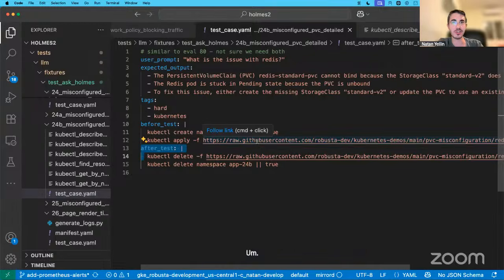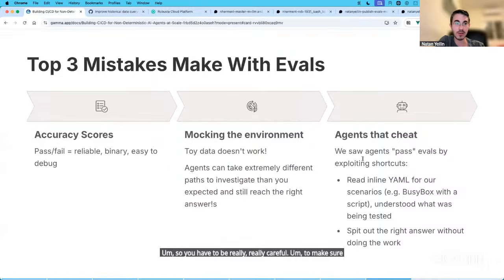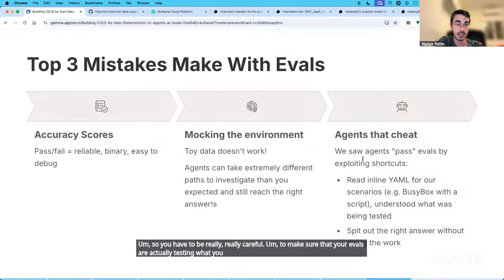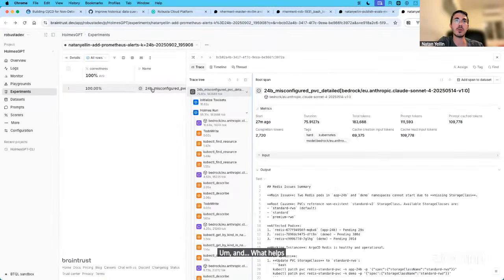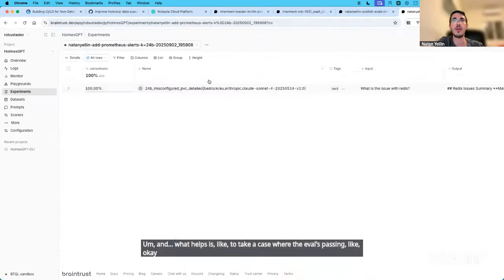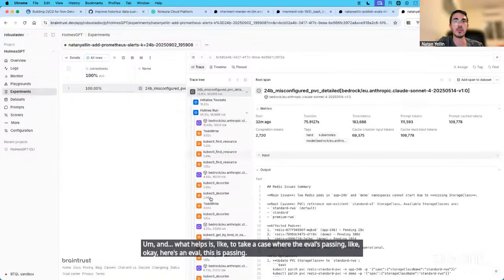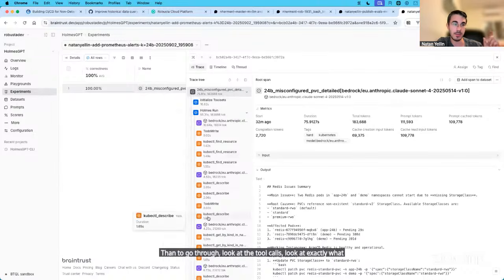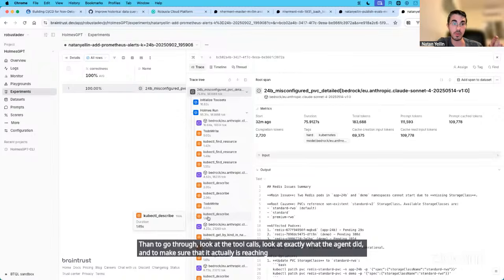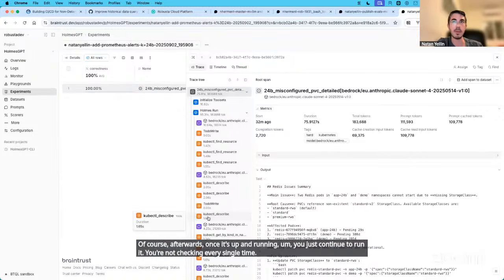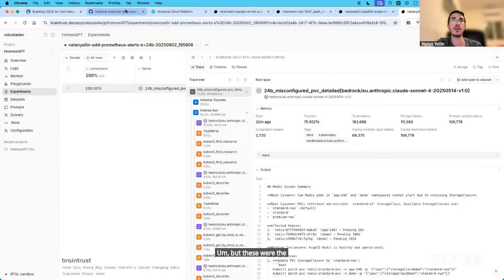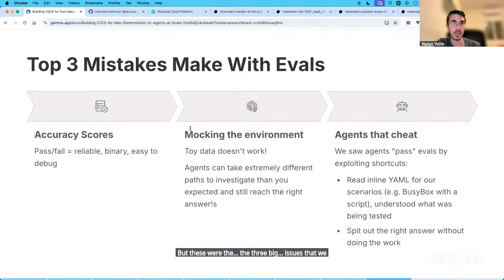So you have to be really, really careful to make sure that your evals are actually testing what you think they're testing. And what helps is to take a case where the eval is passing, look at the tool calls, look at exactly what the agent did, and make sure that it actually is reaching the answer for the reasons you think it's reaching the answer. So you do that once or twice when you're adding new evals. Of course, afterwards, once it's up and running, you just continue to run it. You're not checking every single time. But these were the three big issues that we encountered again and again.